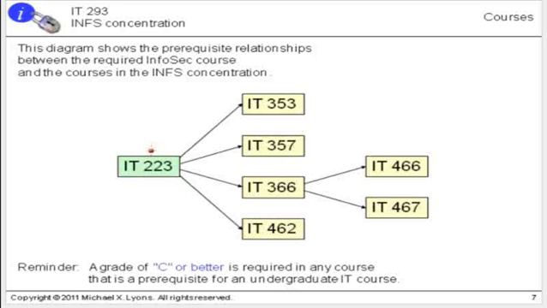So if you have a C- or a D in IT 223, and you want to do any of these courses, whether you're in this concentration or another one, you would need to repeat IT 223 to get a C or better. The same will apply to IT 366 because it's a prerequisite for 466 and 467. You will need a C or better in that course if you want to take one of the others.